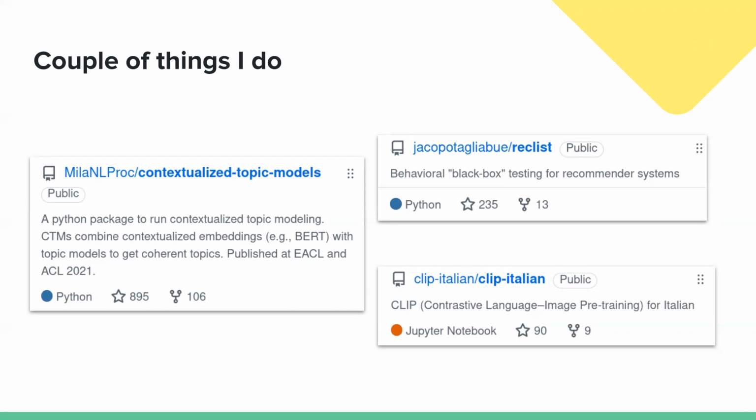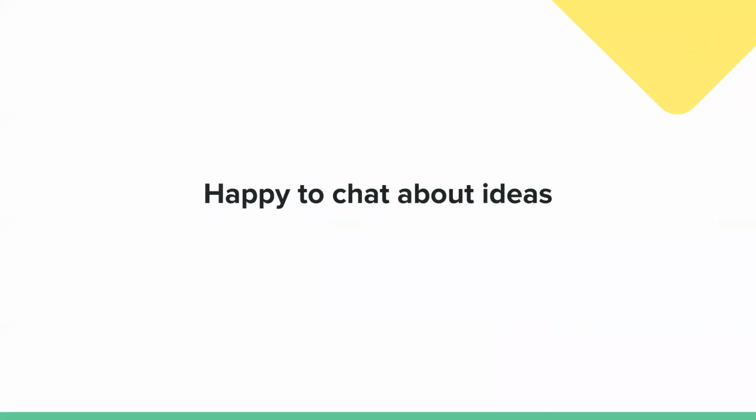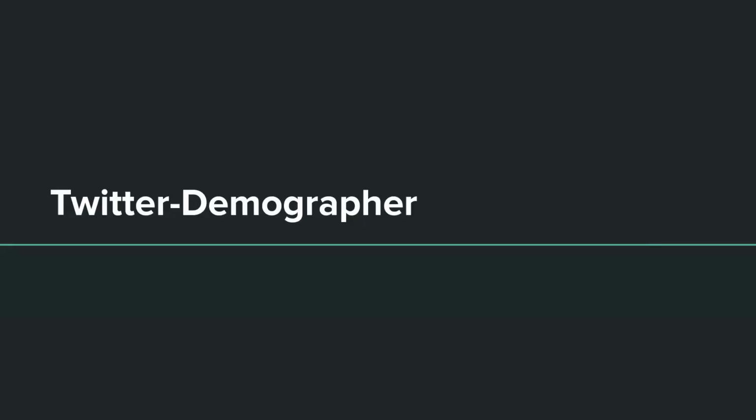This is one of the things that I like most right now, combining text and images and understanding if it's possible to build this kind of ground between the meaning of words and the actual objects they can represent in pictures. I'm always happy to chat about ideas. So after the talk, or even during the discussion, I'm happy to talk about anything you think is interesting. So let's start with Twitter Demographer.